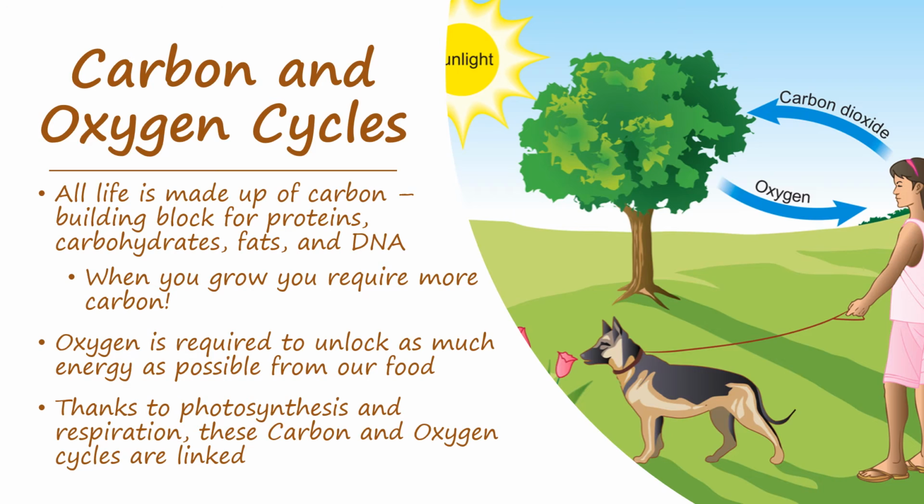Now, oxygen is also required by living things. What the oxygen does is it unlocks as much energy from our food as possible so we can grow. Without oxygen, we'd actually be limited to only living as single cells. So these are 2 really important elements that we need. So thanks to photosynthesis and respiration, we're able to get these. But there's a little bit more to it than that, and we're going to look at just the carbon cycle in particular here.